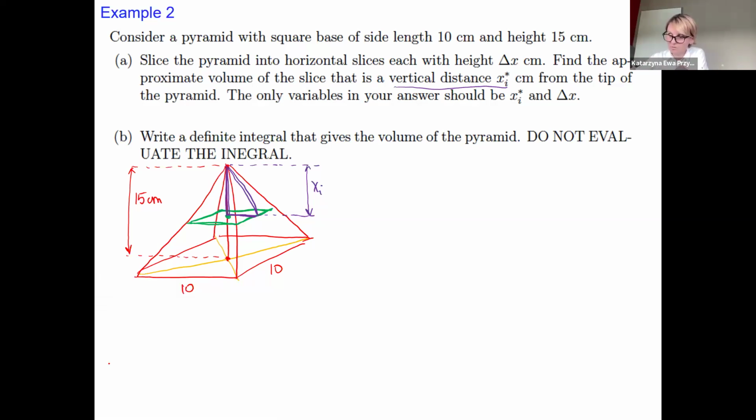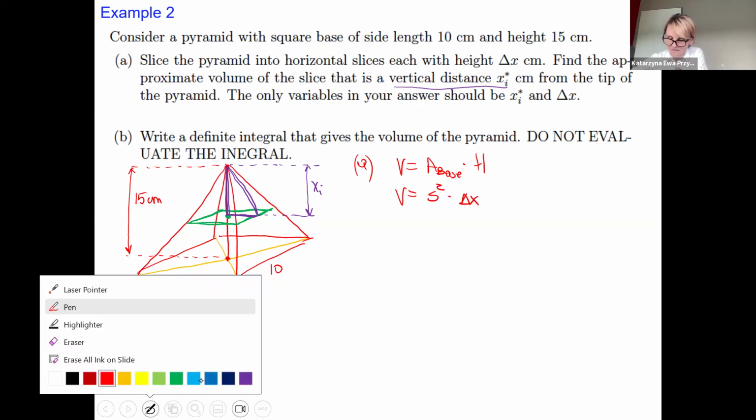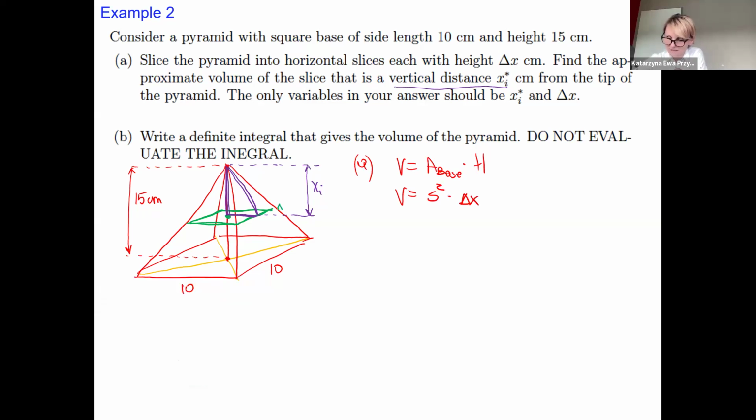Okay, let's see. Volume, part A. The volume of just one slice will be the area of the base times the height. It's s squared times delta x, because delta x is the thickness, and the side is s. We need s in terms of x.